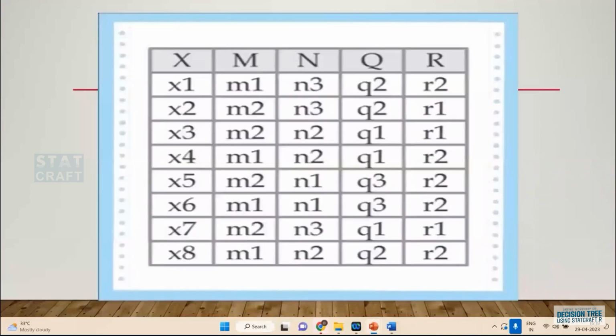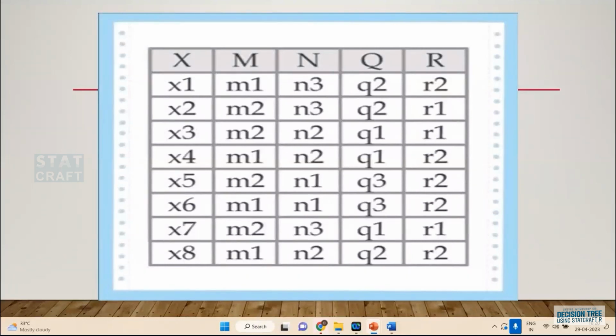See the table carefully. Observe the table carefully. X I am varying from X1, X2 to X8. But when I am varying M, there is a pattern: M1, M2, M1, M2. And in N, the pattern is N1, N2, and N3. In Q, there is a varying pattern: Q1, Q2, and Q3. And in R, the target variable has only two responses, R1 and R2.